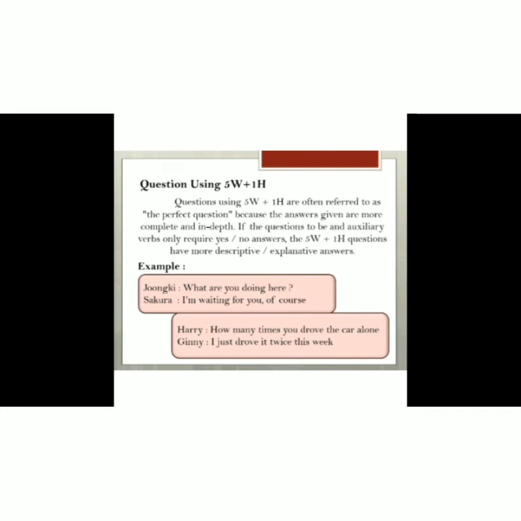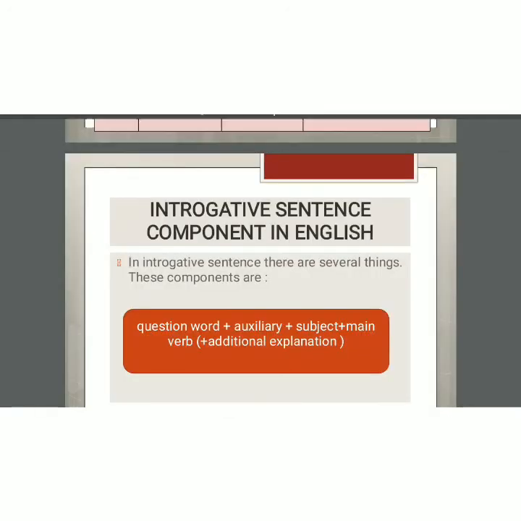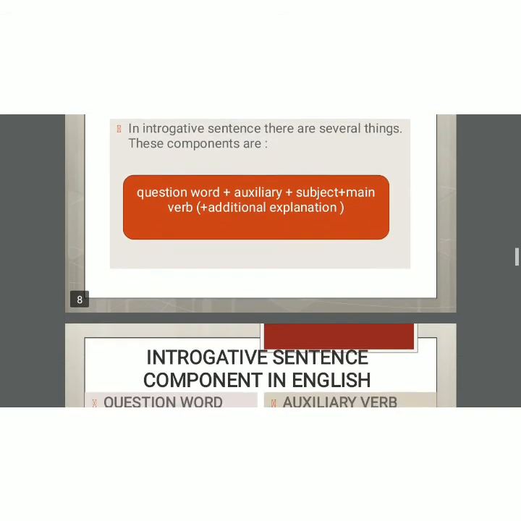Okay guys, and the next is presented by Aulia Rahmi. Guys, I'm Aulia Rahmi from Group 1. I will explain about interrogative sentence compounds in English. In interrogative sentences, there are several parts. These compounds are question word plus auxiliary plus subject plus main verb plus additional explanation.